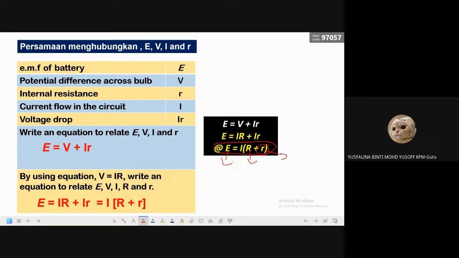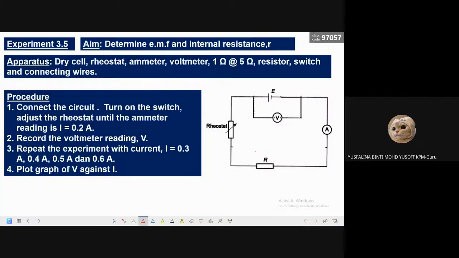So E is the voltage when the switch is open, and V is the voltage when the switch is closed. You need to know the difference. And I, of course, is the current that flows in the circuit. So for the experiment, this one I will show you.